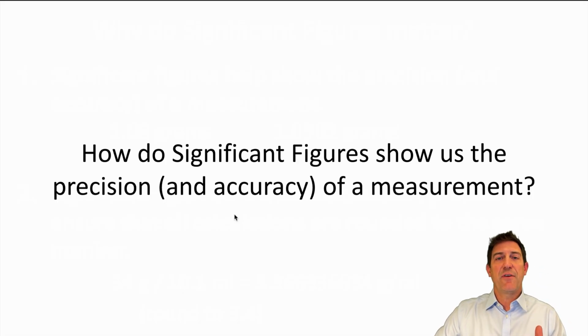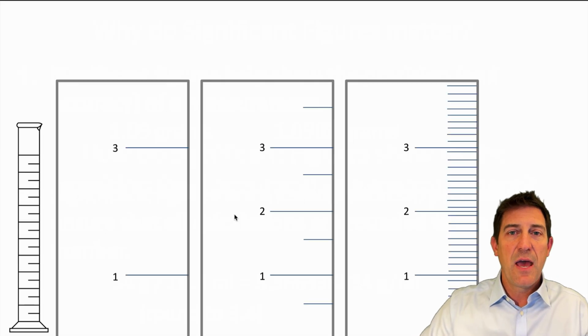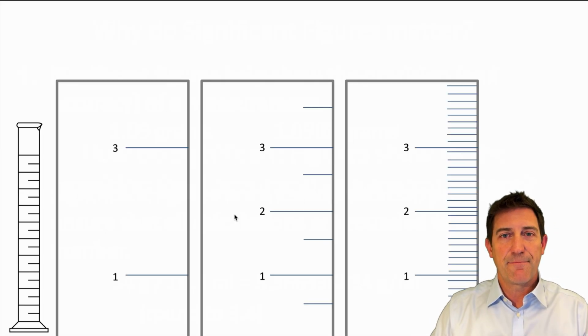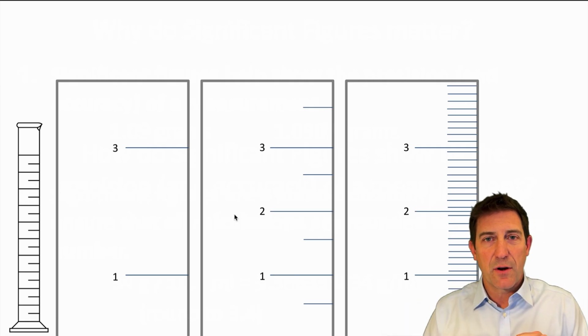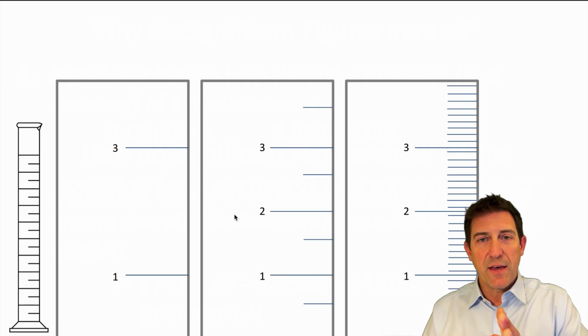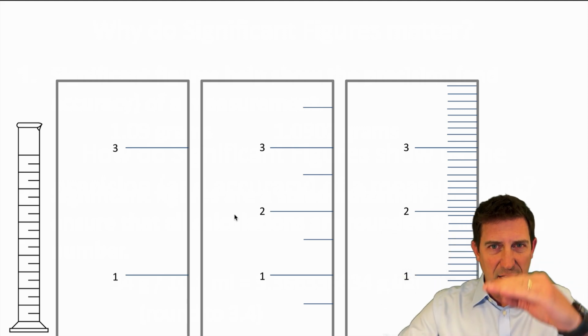So how do significant figures show us the precision, and therefore the accuracy, of a measurement? I've got a graduated cylinder here, okay? That's my poor little drawing. Then I've got three graduated cylinders up there on the screen. Each one of them was a little more expensive than the one before it. I know that because I can see the precision of it. I can see the lines.